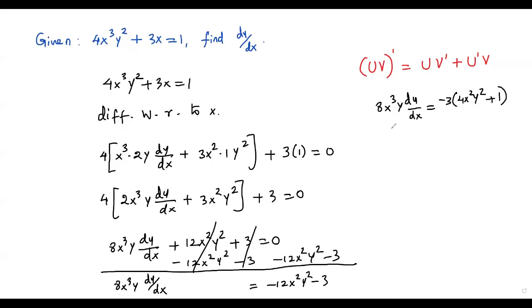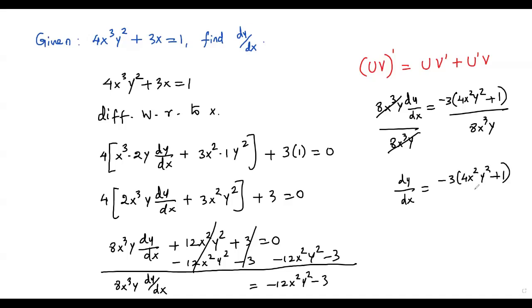Okay, in my next step, what I need to do is I have to divide both sides by 8x cube y. Let me do it. So when I do so, this 8x cube y, 8x cube y will cancel out. I'm getting dy over dx equals to negative 3 times 4x square y square positive 1 over 8 times x cube y.